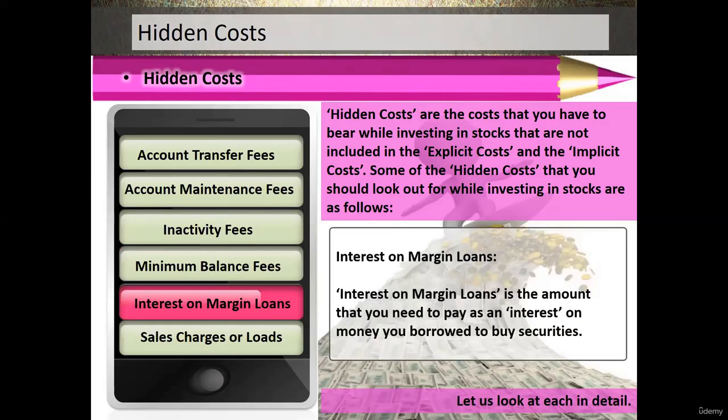Then interest on margin loans. Margin loans are where one person buys securities on margin, on a leverage basis. Let's say you have borrowed money from a broker: you have 10,000 rupees and you want to trade for 1 lakh rupees. The broker is giving you a leverage of 1:10. So by putting 10,000 rupees with the broker, you can invest 1 lakh rupees in the market, in the futures and options market. Over the 90,000 rupees loaned by the broker, the broker will charge you a certain interest.